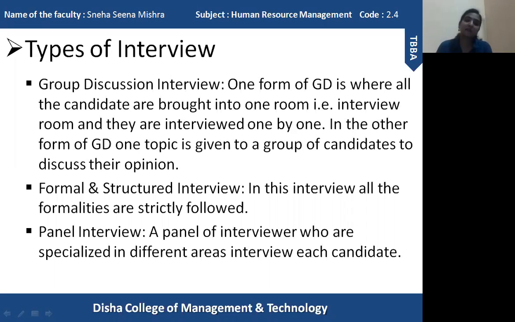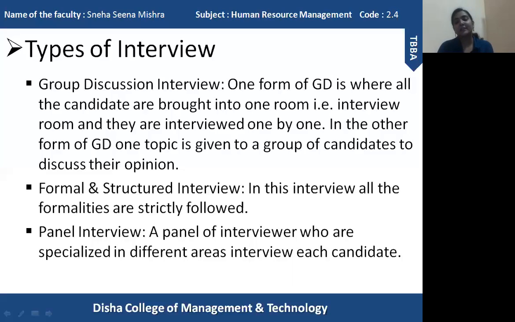So under this interview, when a panel takes an interview of a candidate, each and every panel person, each and every expert, gives points to the candidate individually, and then whatever points are given by each and every panelist will be added, and then it will be decided whether the candidate is going to move further in the selection process, or the candidate is going to be rejected.